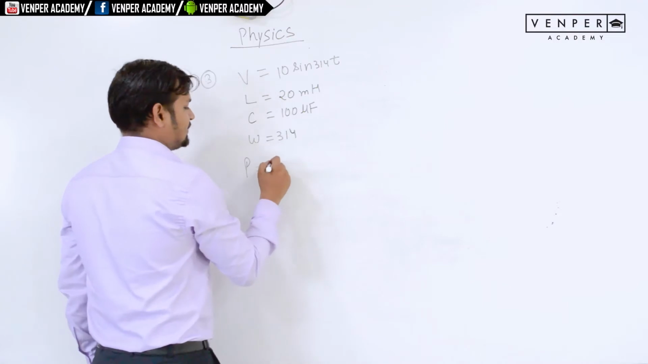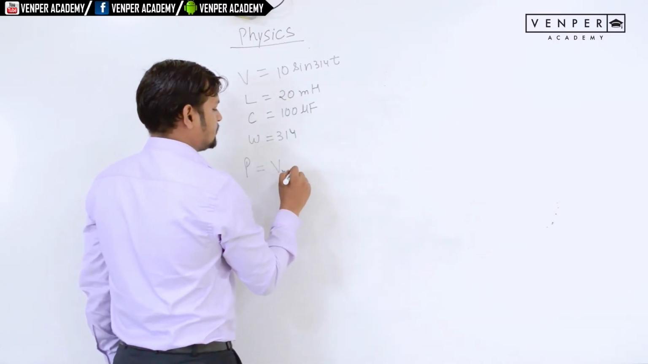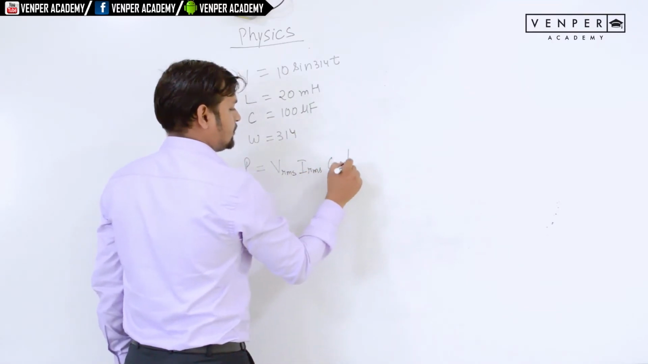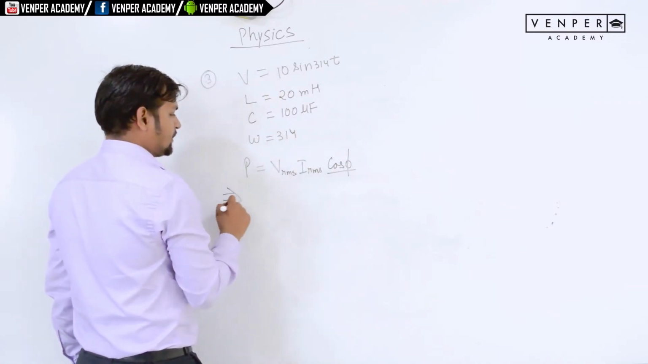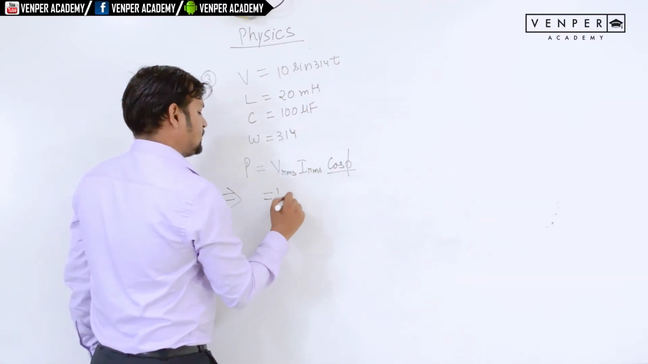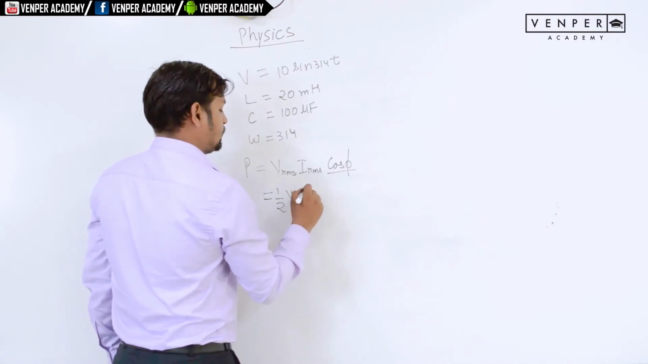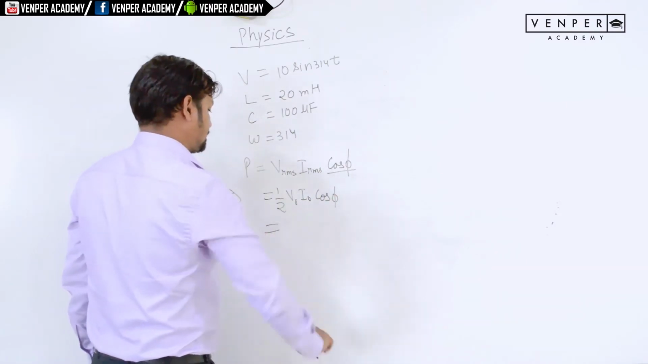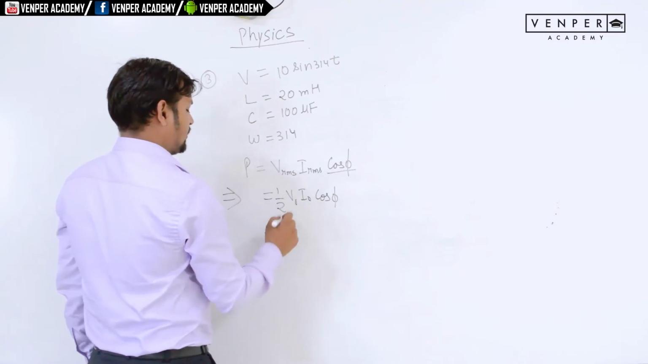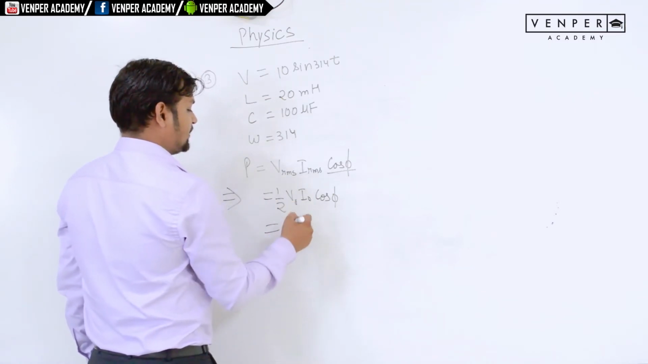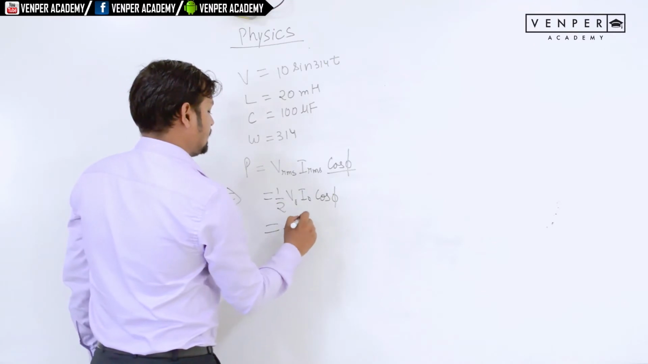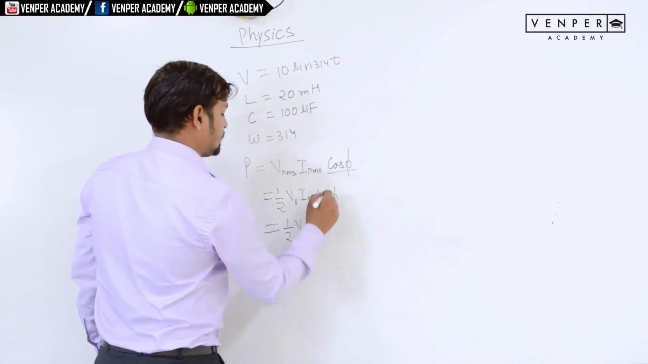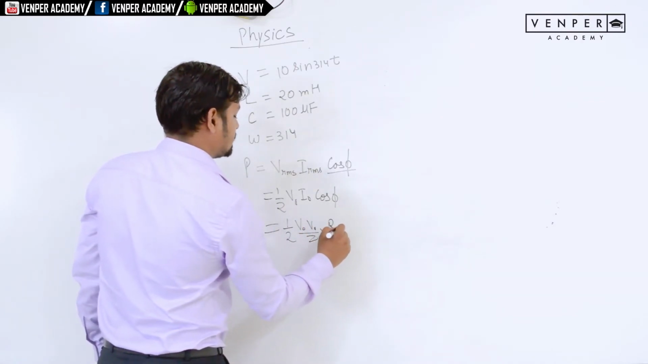Power loss is equal to, its formula is Vrms into Irms multiplied by cos phi, where this is your power factor. Or you can also say this is 1 by 2 V naught into I naught into cos phi. Clear? Here V is given, so 1 by 2, I can be written as V naught upon Z, and cos phi you can also write as R upon Z.